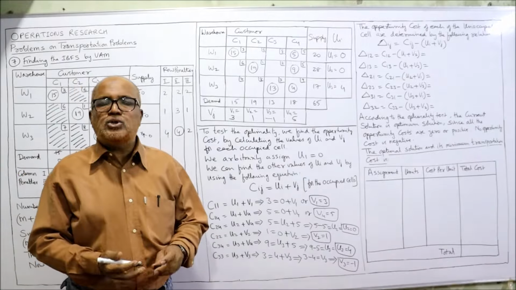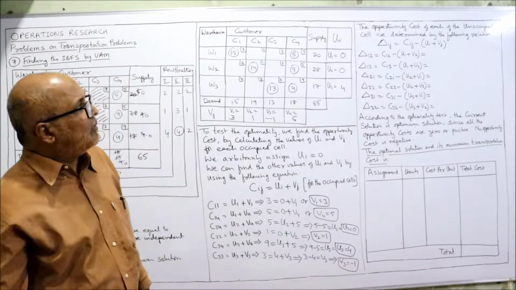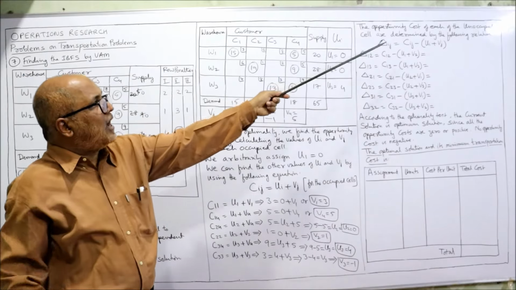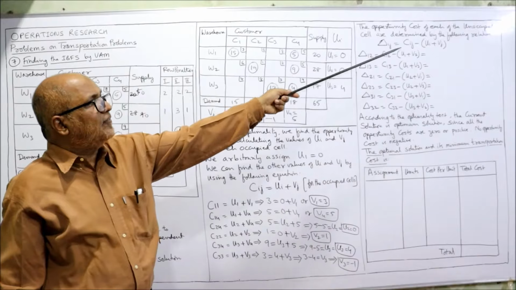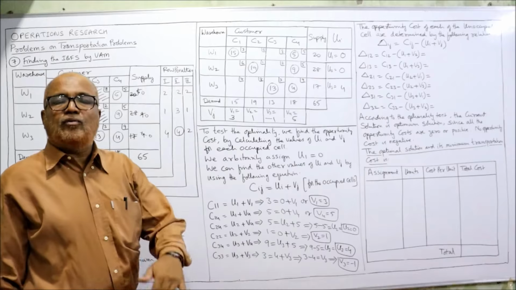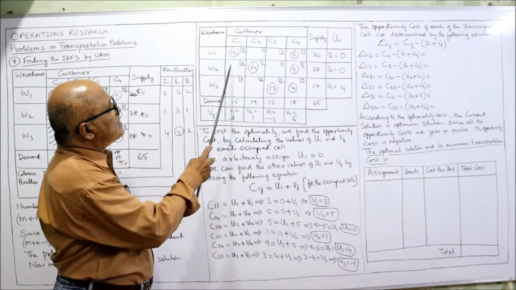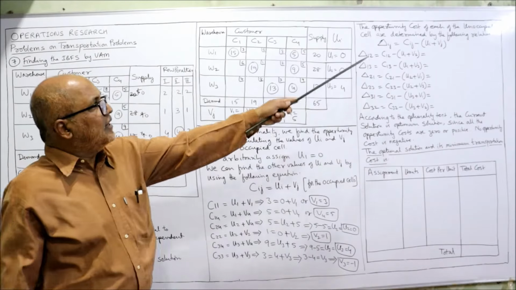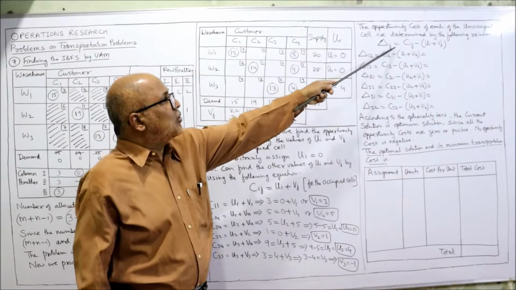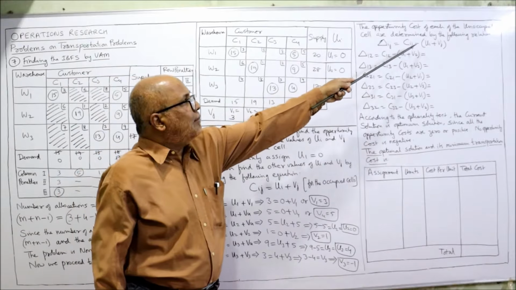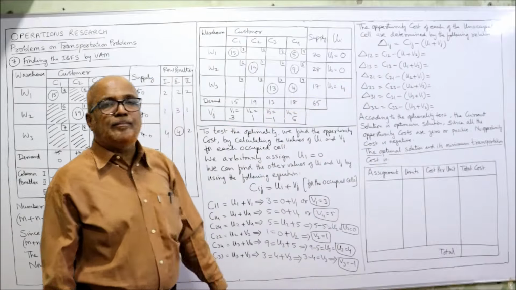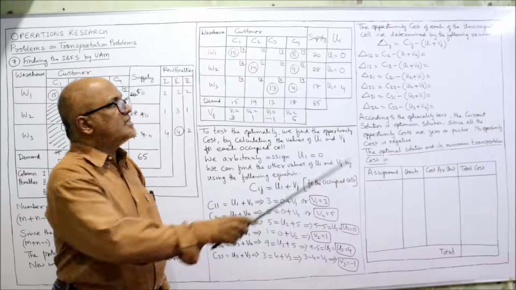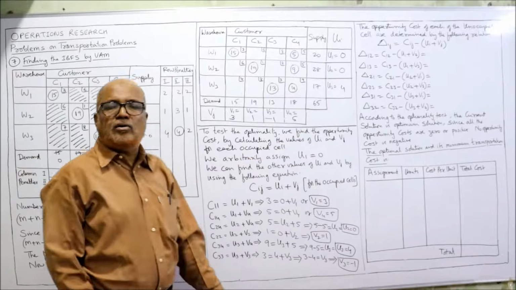Now we need the opportunity cost. What is the formula for opportunity cost? See here carefully. The opportunity cost of each of the unoccupied cells is determined by the following relation. So we have to calculate the opportunity cost of each of these unoccupied cells. So how to find out? The equation is given. Delta ij is equal to Cij minus (Ui plus Vj). Delta ij is the opportunity cost.